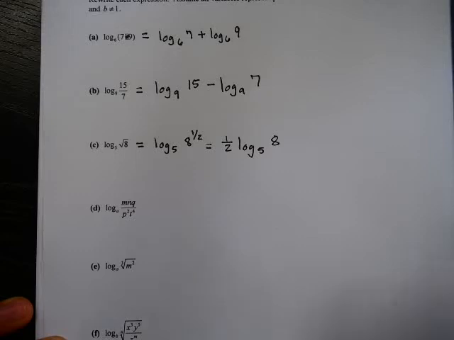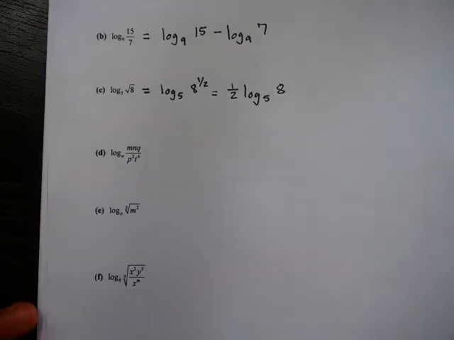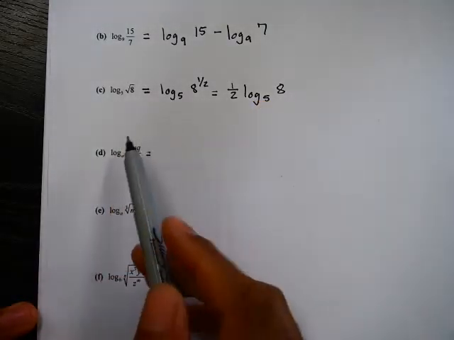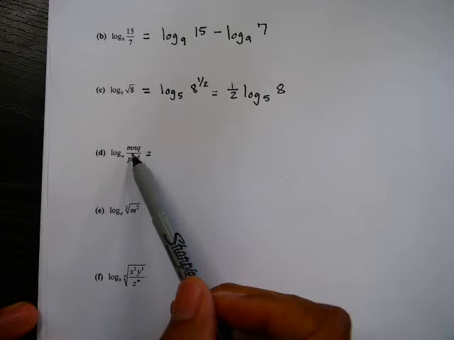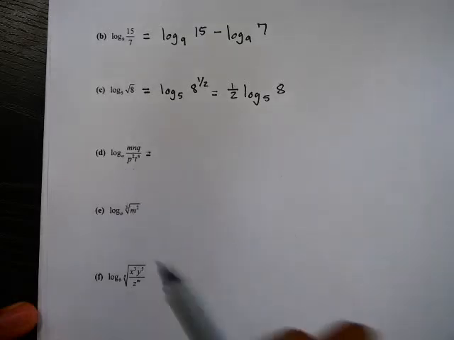Okay. So now for D, let's put a couple of different properties together into one. Look at D, you have log base A of M N Q over P to the second power, T to the fourth power. Basically, I'm going to write a logarithm for M, for N, for Q, for P to the second power, and T to the fourth power.